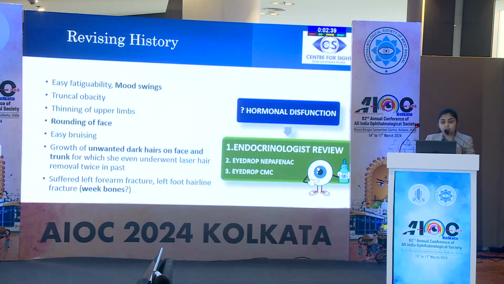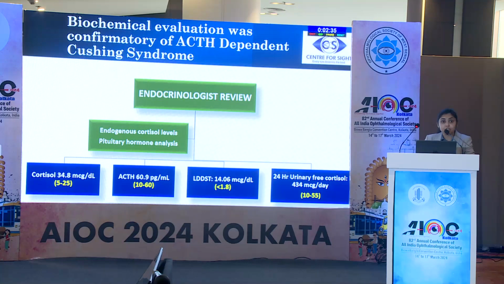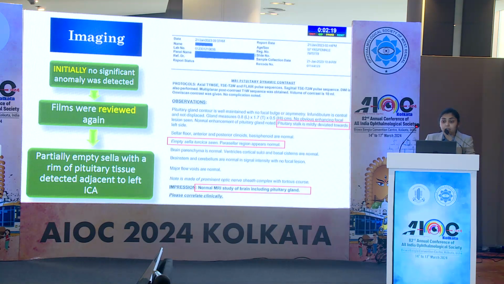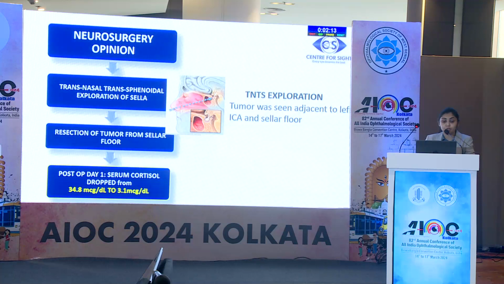From our side, we gave topical NSAIDs and lubricating eye drops. So for the first time, she underwent a biochemical evaluation and was diagnosed with ACTH-dependent Cushing syndrome, and pituitary was seen as a source, which was detected on the gold standard inferior petrosal sinus sampling. All was done under the endocrinologist. MRI pituitary dynamic contrast also revealed a small pituitary tissue. So, with a neurosurgery opinion, she underwent exploration of the sella, and a pituitary tumor was resected.